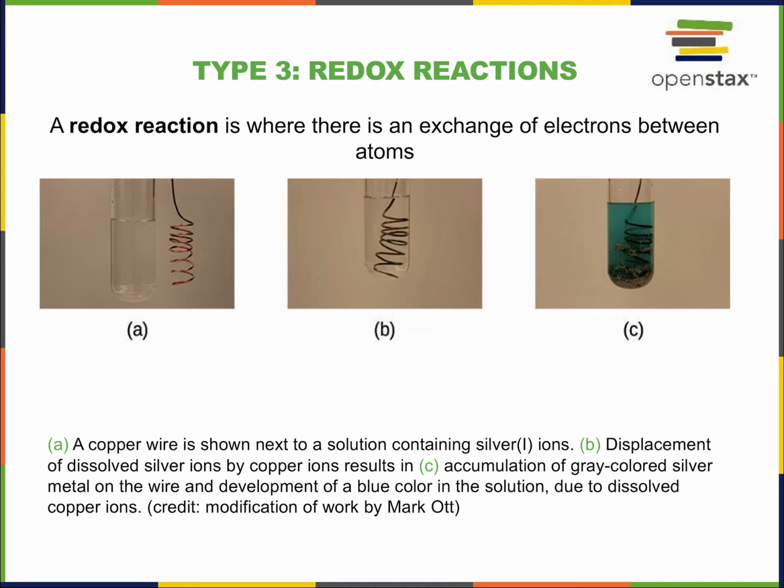A redox reaction is where there is an exchange of electrons between atoms. In order to see this exchange, you must know the oxidation state of the elements, which is something we have discussed when we learned about the periodic table a few lessons back. Here is an example of a redox reaction that is commonly completed in lab.